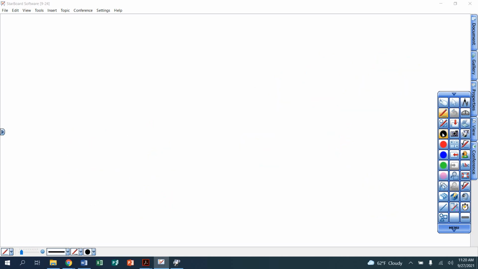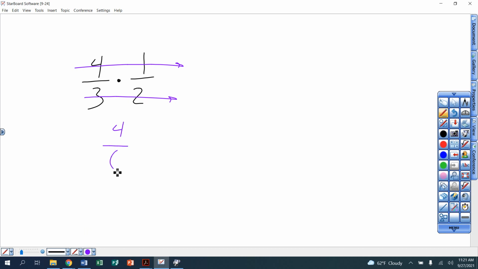All right, this next problem I want you to see is this, which we're getting into tomorrow. If you times 2 fractions, you times straight across. 4 times 1 gives you 4. 3 times 2 gives you 6.